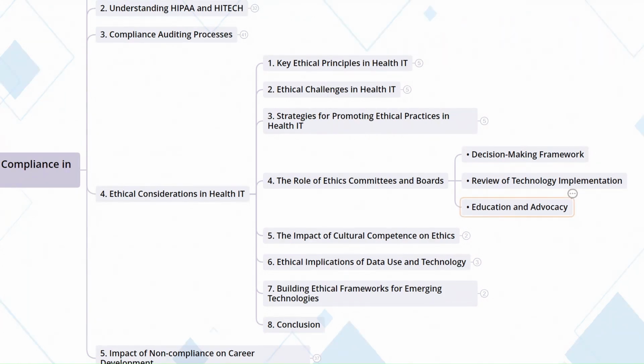Next, education and advocacy. Ethics committees also serve an educational role, advocating for staff training on ethical considerations and fostering a culture of ethical awareness within the organization. This may involve creating resources and workshops to raise awareness about emerging ethical issues.